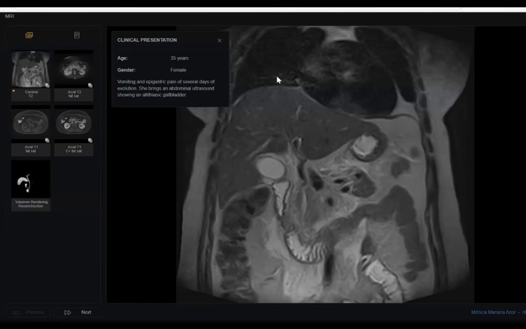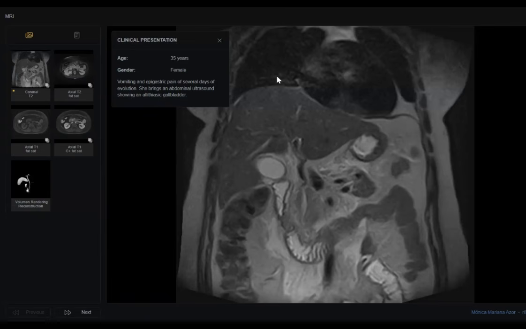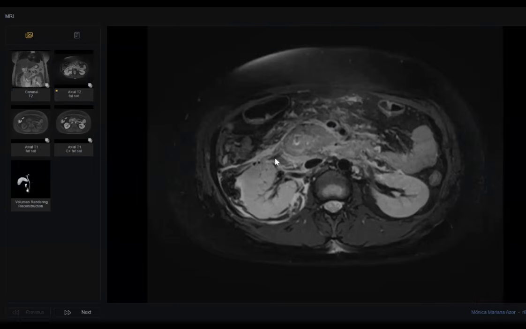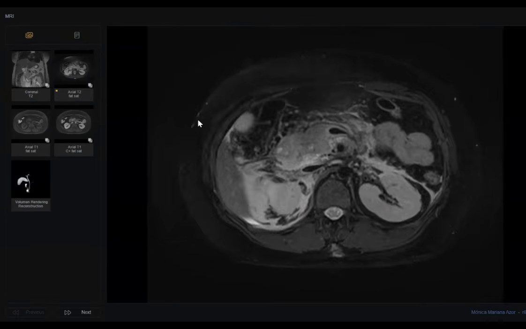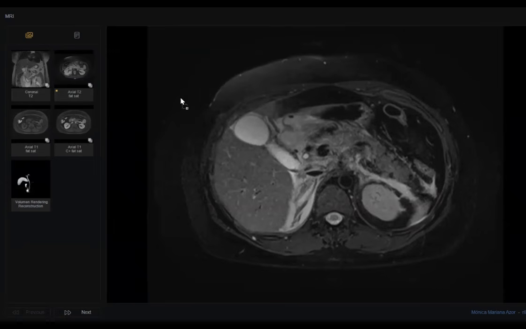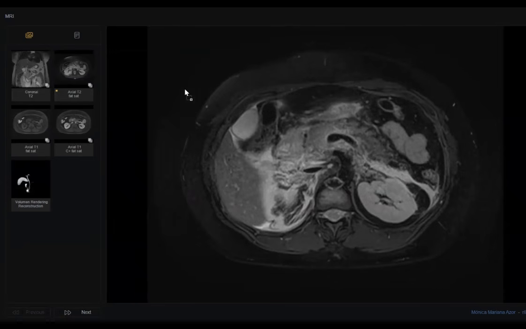Assalamualaikum. A 35-year-old female patient complaining of vomiting and epigastric pain for several days. I am provided with the MRI images. So I am provided with the axial images of the MRI. This is a T1 image in which I can appreciate.